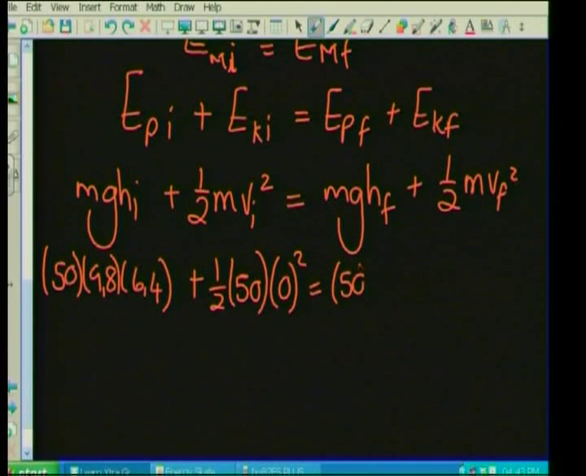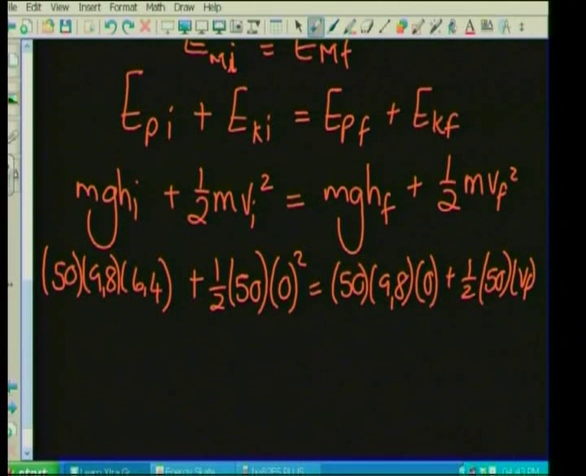And we get to the bottom, so now we can say that my final height is 0. And that's 50. We're now going to have to calculate VF squared. The only thing I really don't like about this is that it's velocity squared, so it makes the math a little tricky, but you guys can handle it.